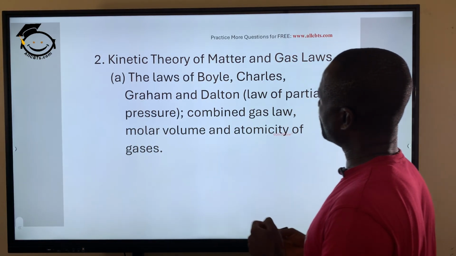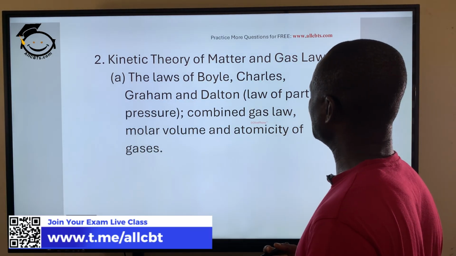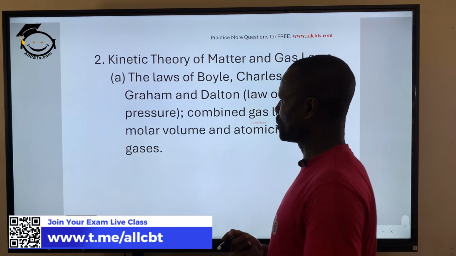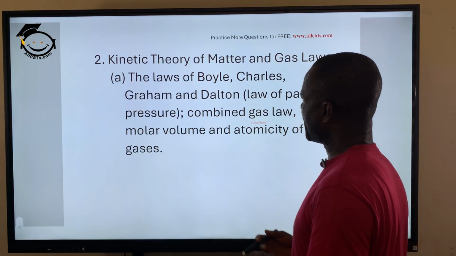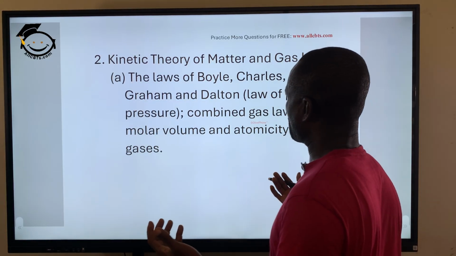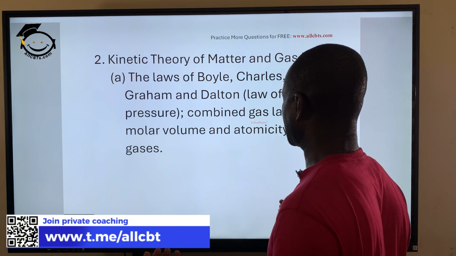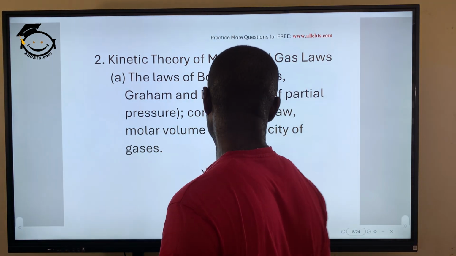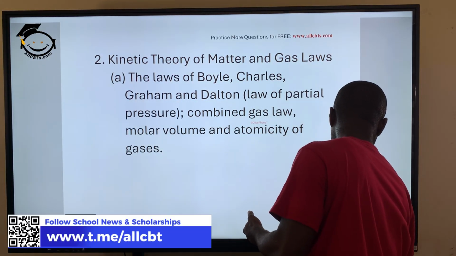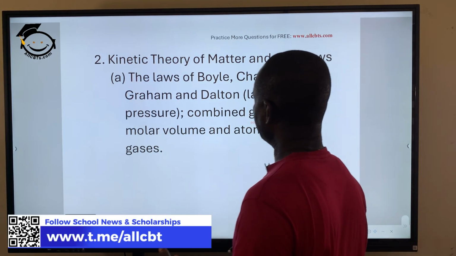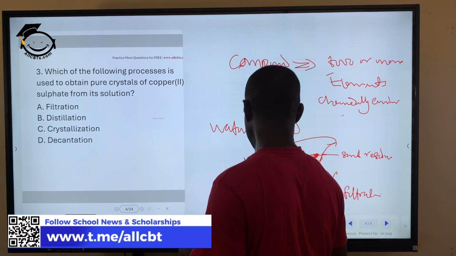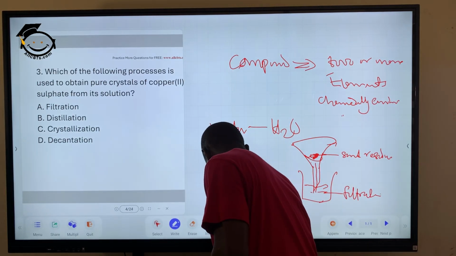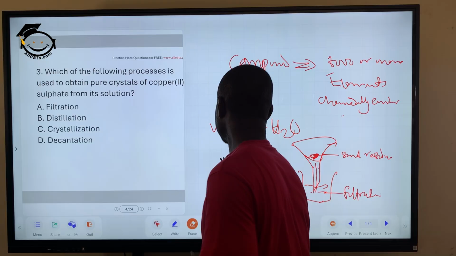The second topic we are going to address today is the kinetic theory of matter and gas laws. The gas laws are a number of principles or laws that guide the movement of molecules based on temperature and pressure. The 3 parameters that define gas laws are temperature. Let's erase this.